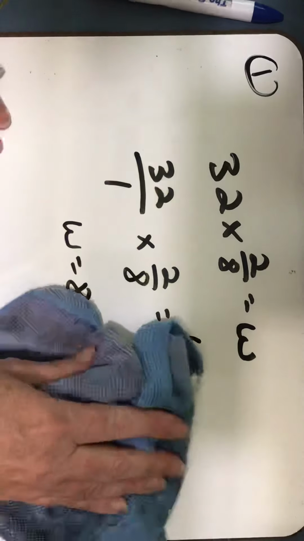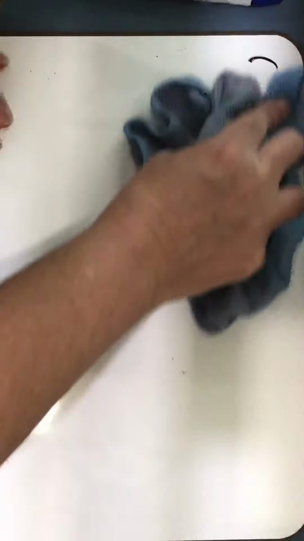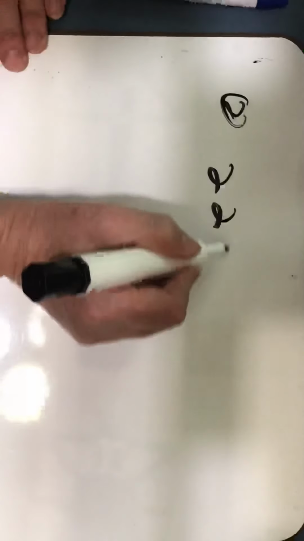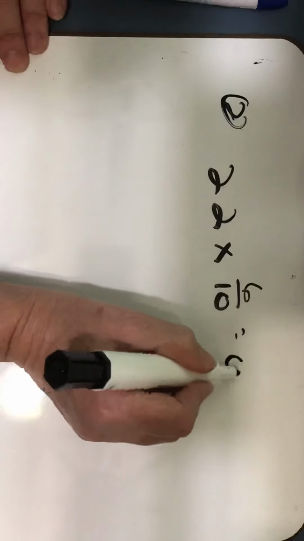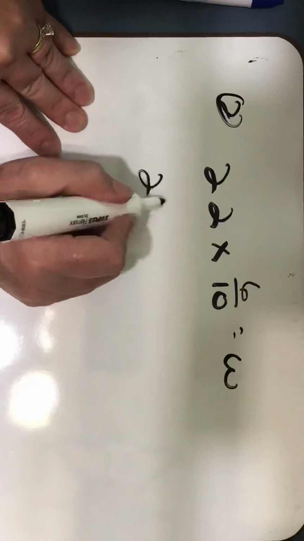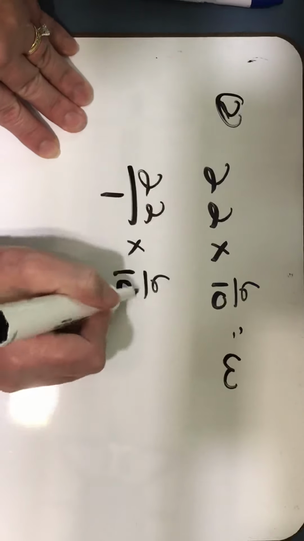All right, let's look at number 2. Number 2 says, in a row of 22 stadium seats, each seat is 6/10 of a meter wide. What is the total width of the seats? So I have 22 seats times 6/10 of a meter for each seat will equal W, the total width. So I need to make this 22 over 1 first. I have to have a fraction, times 6/10.